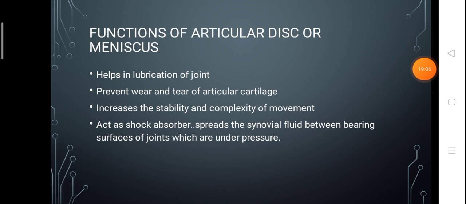Now what is the function of this articular disc or meniscus? It helps in lubrication of the joint. It prevents wear and tear of articular cartilage. It increases the stability and complexity of the movement that happens in the joint. It acts as a shock absorber. It also spreads the synovial fluid between bearing surfaces of joints which are under pressure.